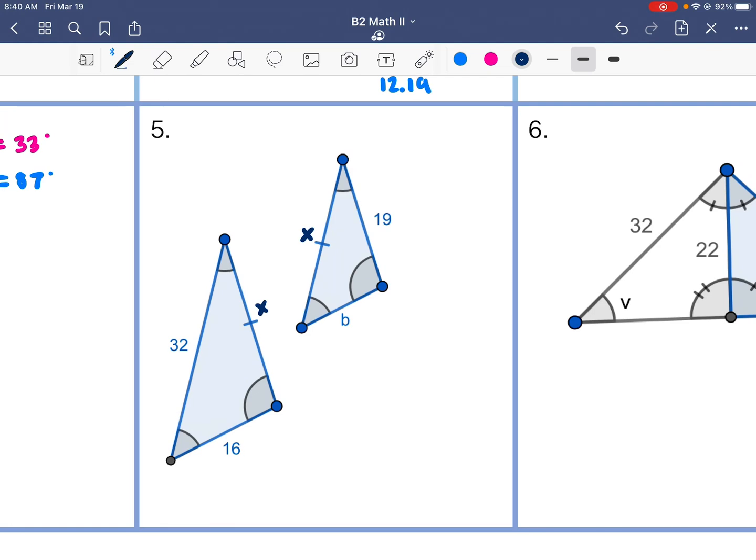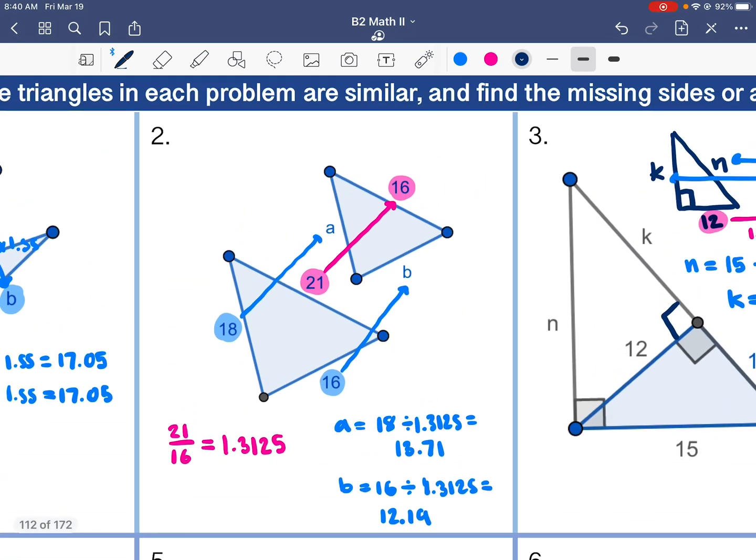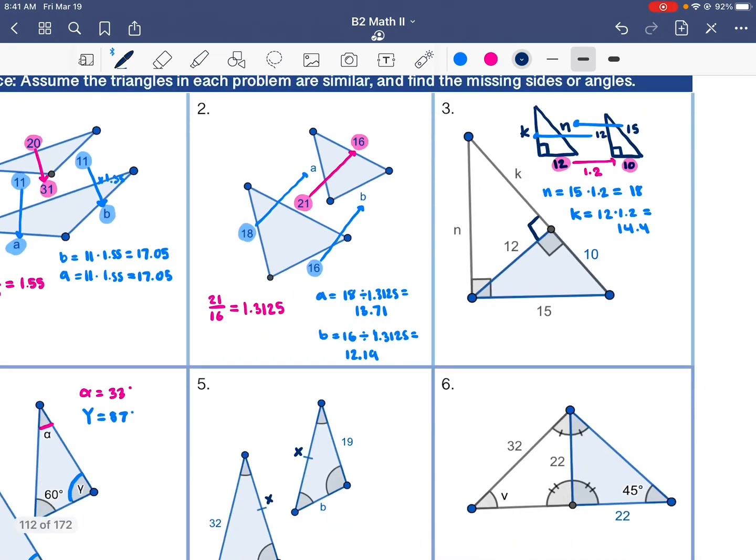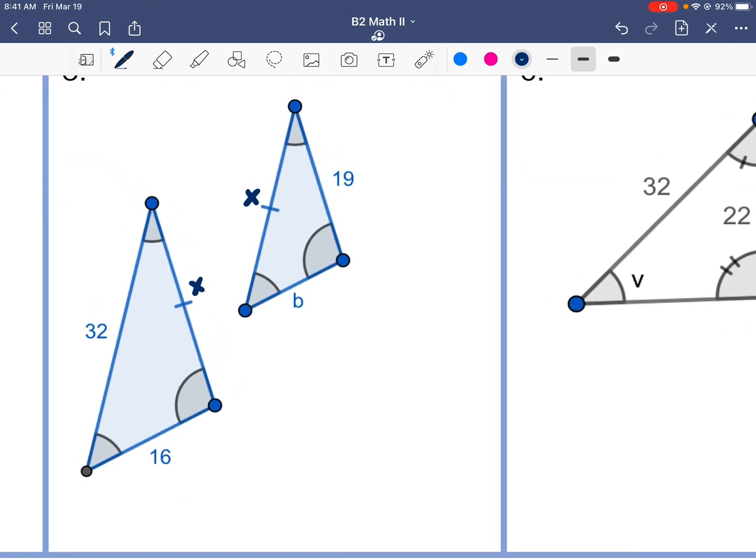And there's actually no corresponding angles here, or I mean side lengths, because B corresponds to 16, 19 corresponds to X, and X corresponds to 32. So we're not actually sure what the scale factor is here. What we do know is that that 19 relates to X and X relates to 32. So what I'm going to do is I'm actually going to set up my problem a little bit like this, where I'm going to set up a proportion.